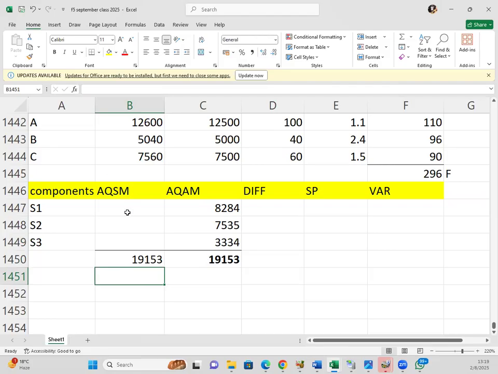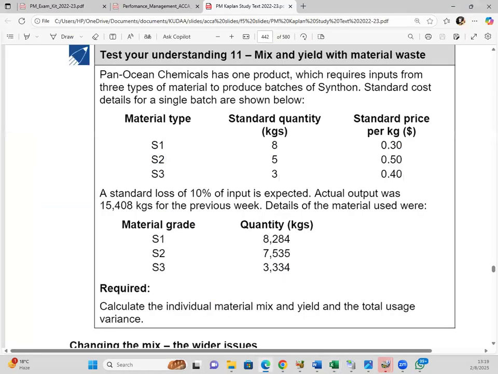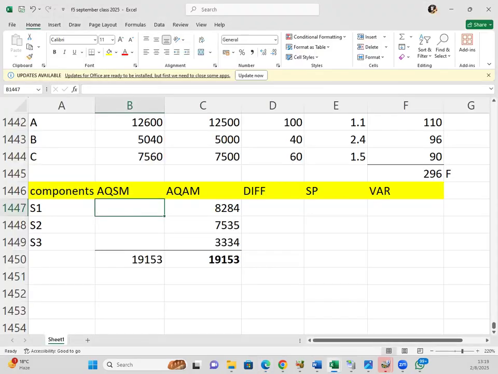So S1, S2, S3. So we now share in the standard mix proportions. So the standard mix proportions is 8, 5, 3. So 8, 5, 3, the total ratio. So we want to share 19,153 in the ratio 8, 5, 3.